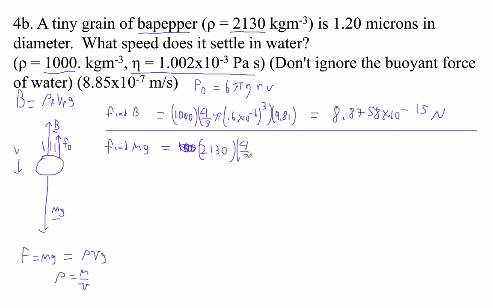So that times 4/3 pi times 0.6 times 10 to the minus 6th to the third, times 9.81. Oh, I need a parenthesis in there. There we go. Okay, so let's figure this out. I'm actually going to take the number that I just typed in. Everything's going to be the same except for that density.